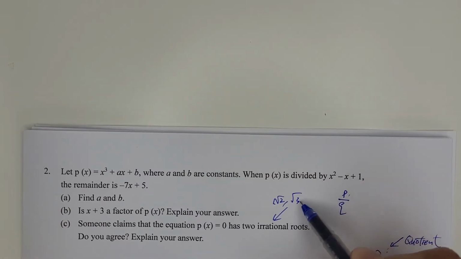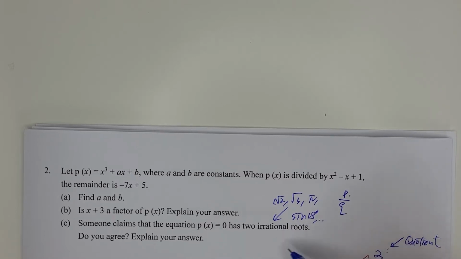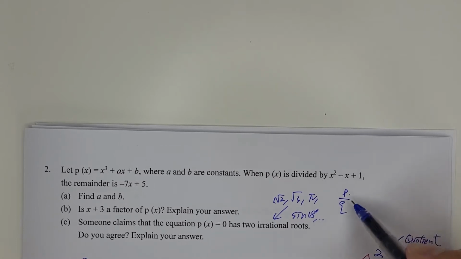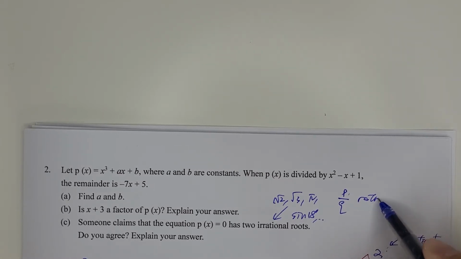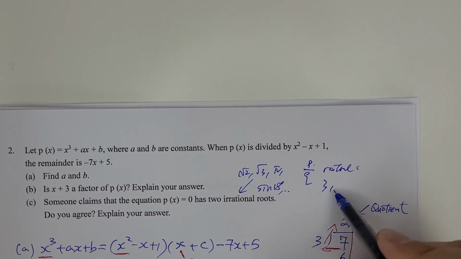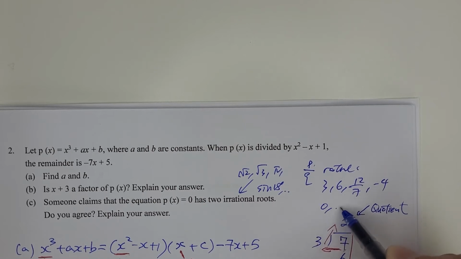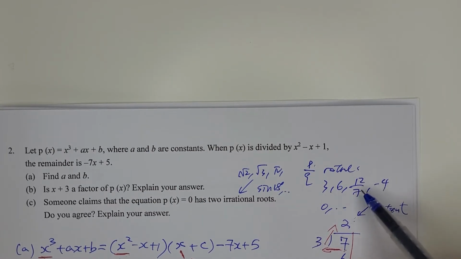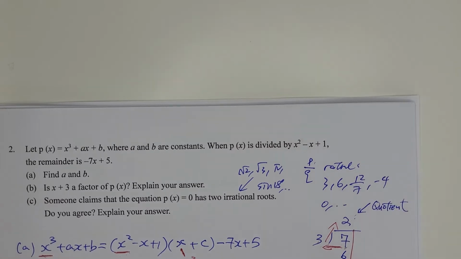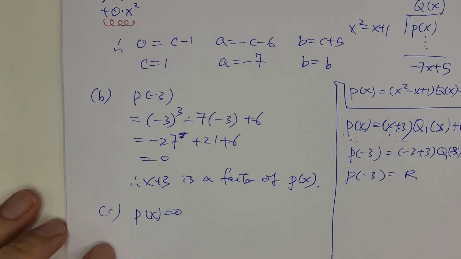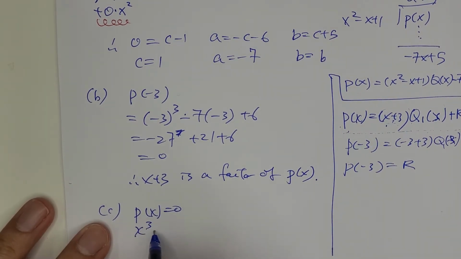For example, square root 3, pi, sine 18 degrees, and so on. Such kinds of numbers are not rational numbers. How about a rational number? For example, 3, 6, 12 over 7, negative 4, 0. Such kinds of integers or fractions, we call all these rational numbers. So go back here, let's try to solve the equation x cubed minus 7x plus 6 equals 0.